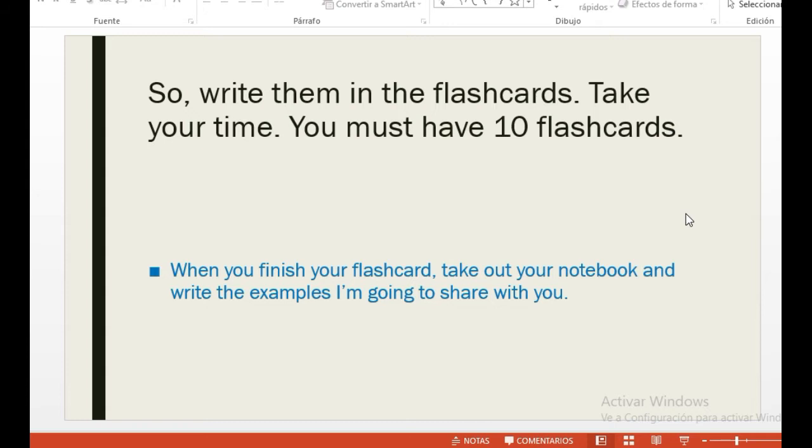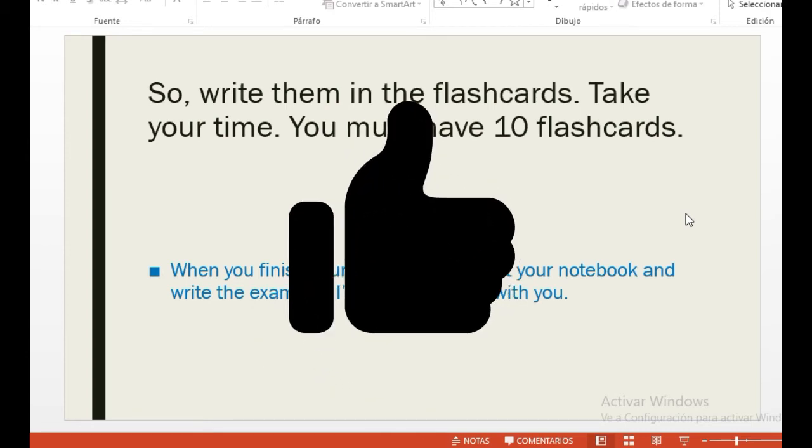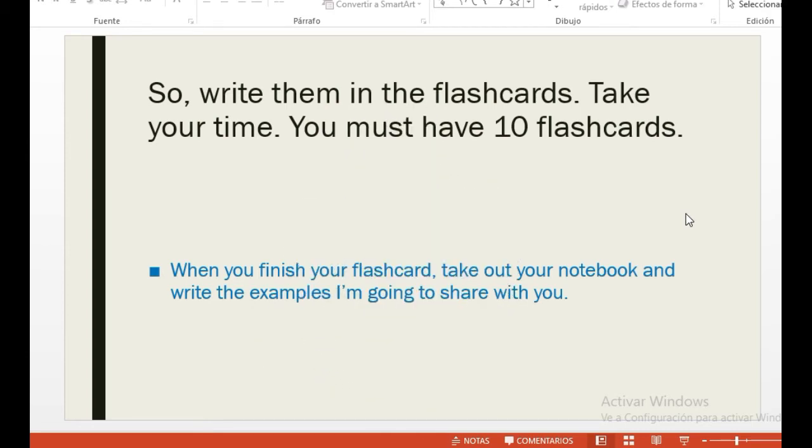So now you finished your writing, you finished your practicing. So now you write them in the flashcards. Take your time, as I told you. You must have 10 flashcards, right? Then just leave them there. So when you finish your flashcards, take out your notebook and write these examples. I'm going to share with you some examples in order to clarify your mind, because I know that this is a lot of information, but I know that you have the vocabulary to do it. So let's go to the examples.